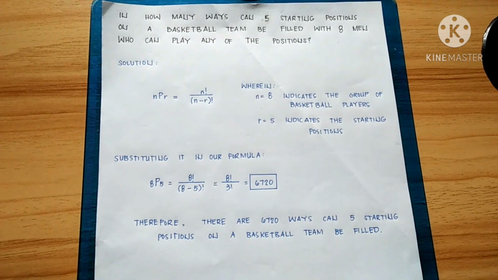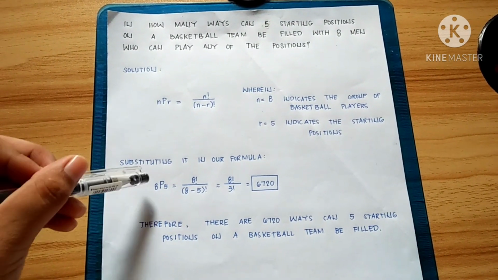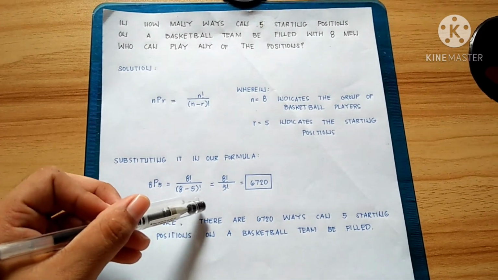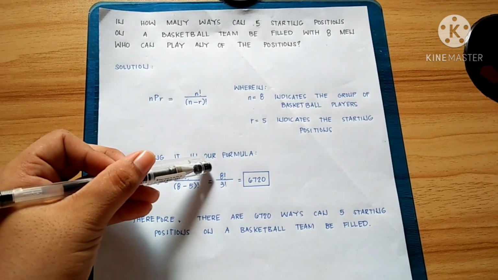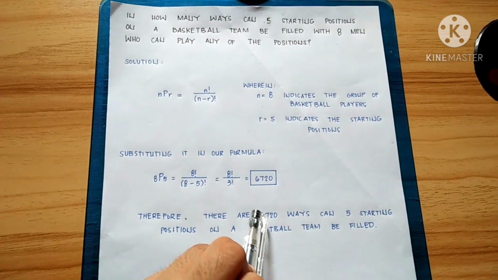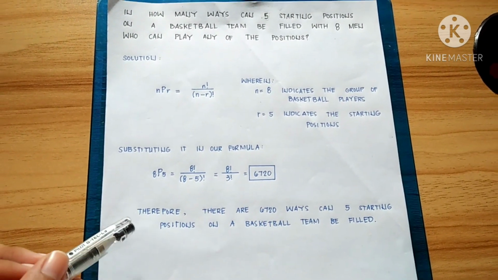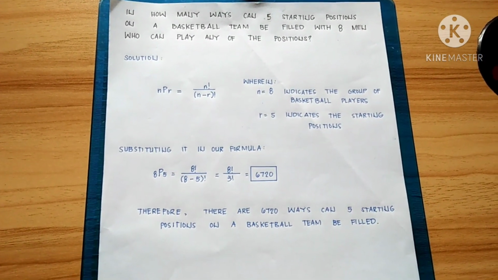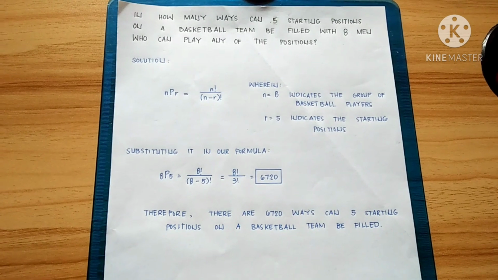Substituting it in our formula, we have the permutation equals 8 factorial all over 8 minus 5 factorial, which equals 8 factorial all over 3 factorial, which results in 6,720. Therefore, there are 6,720 ways 5 starting positions on a basketball team can be filled.